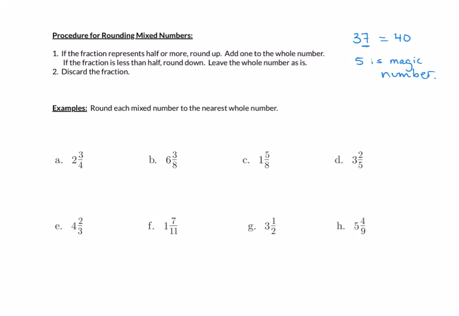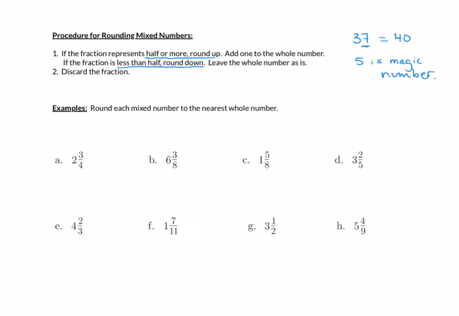So, what's our rule for rounding mixed numbers? If the fraction part is half or more, we're going to round up. In order to do this, we add 1 to the whole number. If less than half, we round down, and remember when we round down we leave the whole number as is.